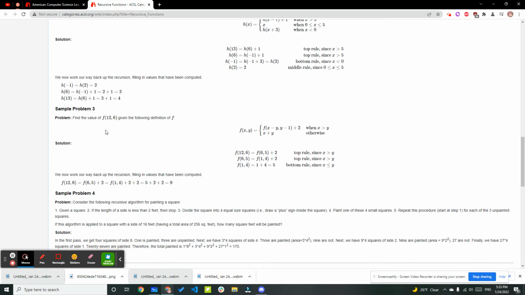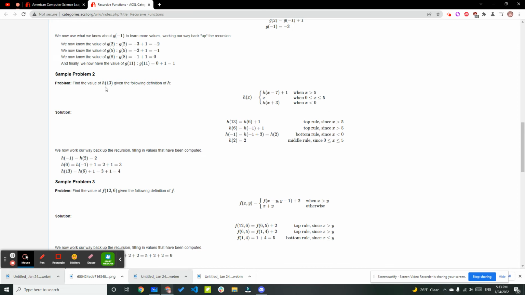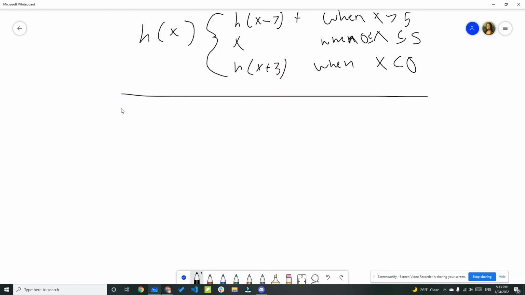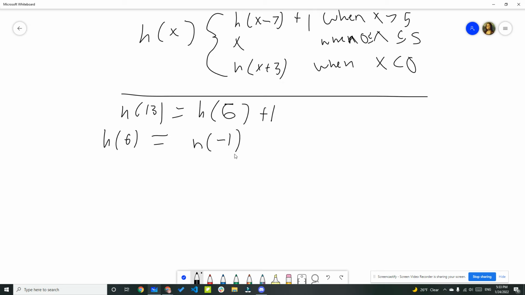Now you find the value of h of 13. Since 13 is greater than 5, you return h of 13 minus 7, which is 6, plus 1, as it says here. And h of 6: since it's still greater than 5, you return h of negative 1 plus 1.